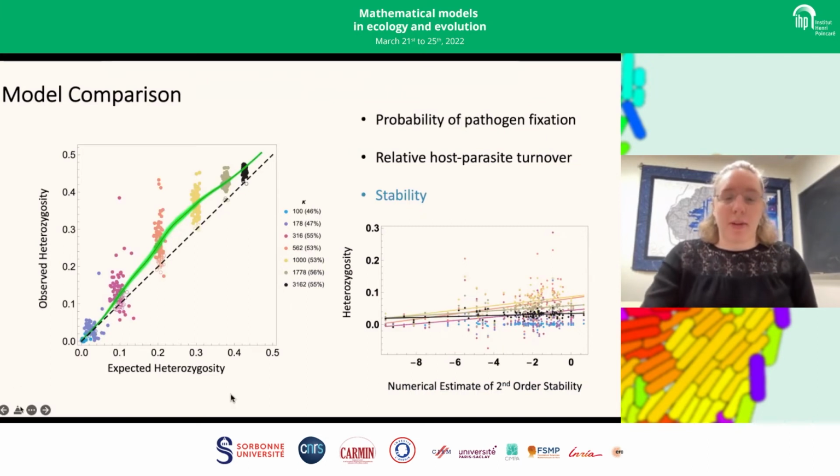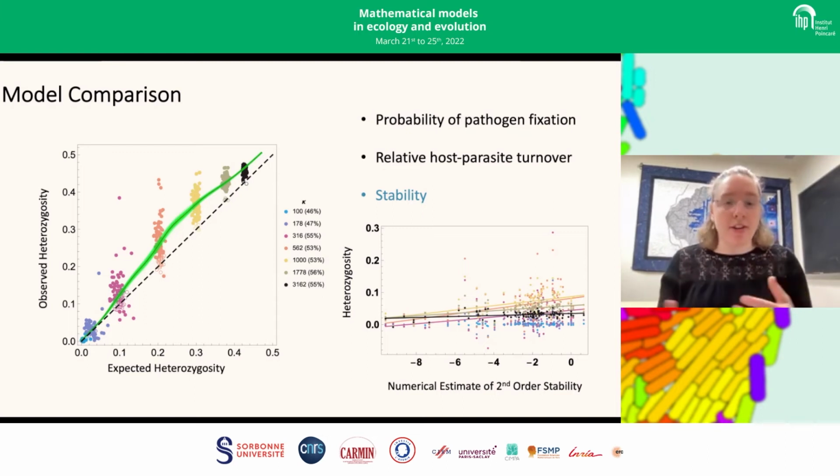So this is a similar type of model with expected versus observed heterozygosity. And we see a remarkably different pattern where we now have an on average maintenance of genetic variation. So what determines the variability amongst these points within a particular population size? Well, the same processes that we had before. If you end up really low in this cluster, that might be because your pathogen fixed and there was directional selection. There can be the relative rates of host and parasite turnover.